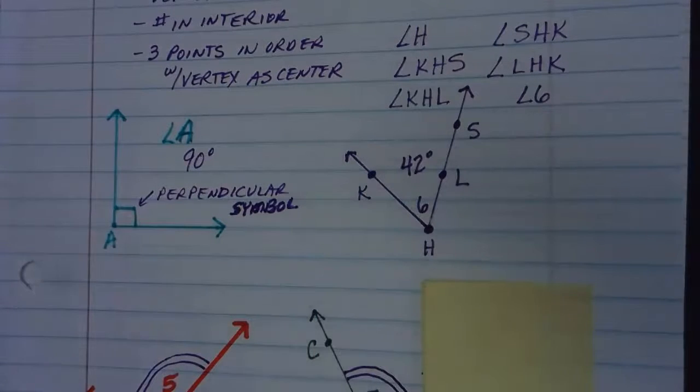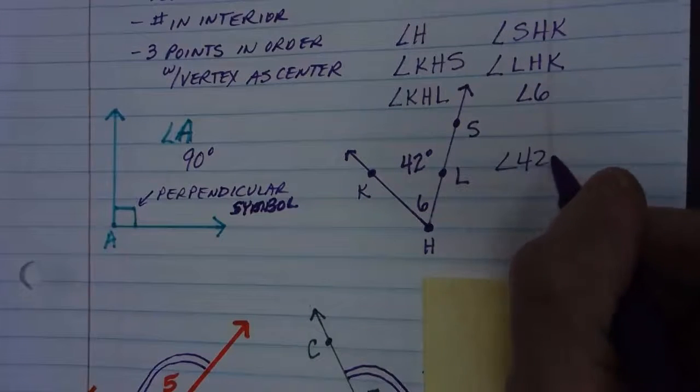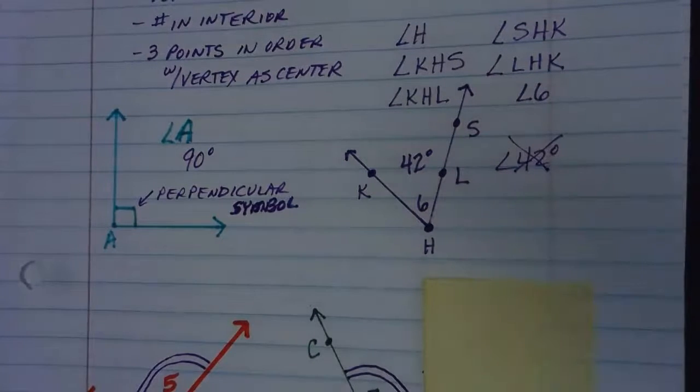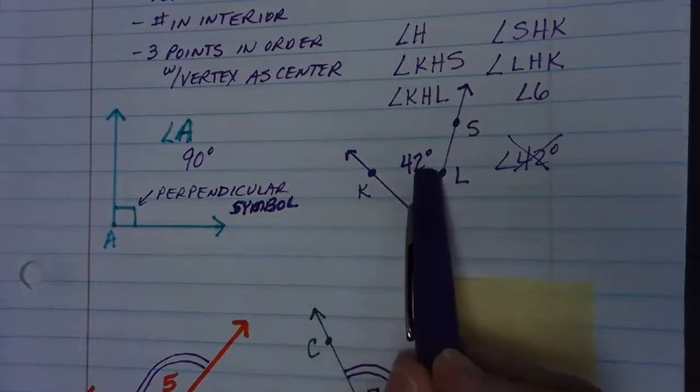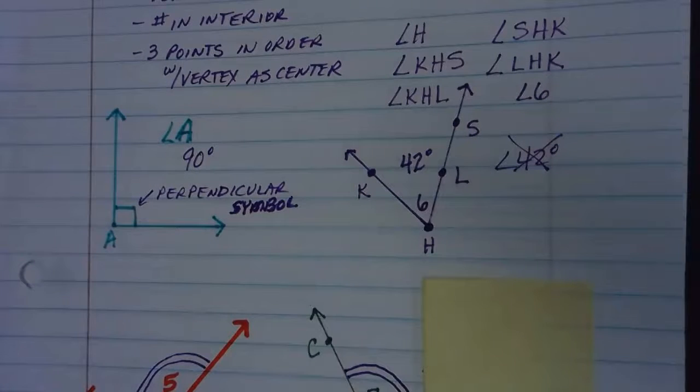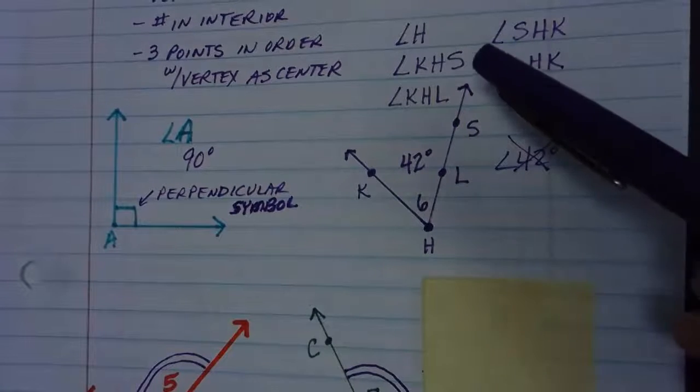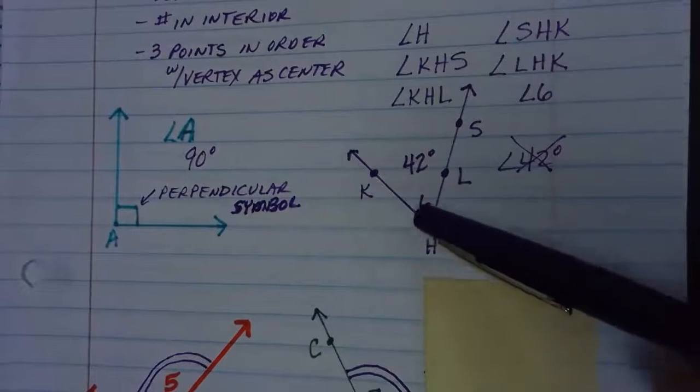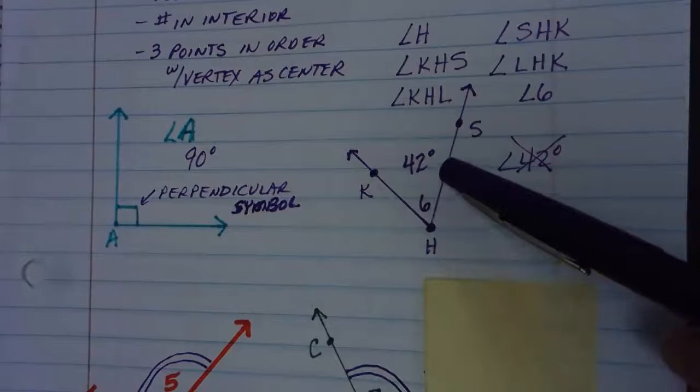You can never call it angle 42 degrees. That would always be wrong. We never name an angle by its degrees of opening. Now remember what degrees are. Those of you who are skaters, dancers, divers, band members, you all know what a full 360 is when you're doing formations or performing. This 42 degrees is indicating a part of the 360 a full circle would be, that this angle is open. Other names for this angle, tracing it, KHS or KHL would both be appropriate because they have the vertex H in the center of the name.